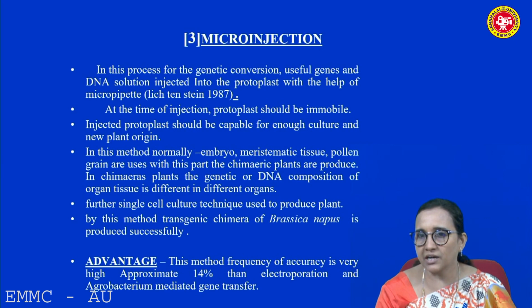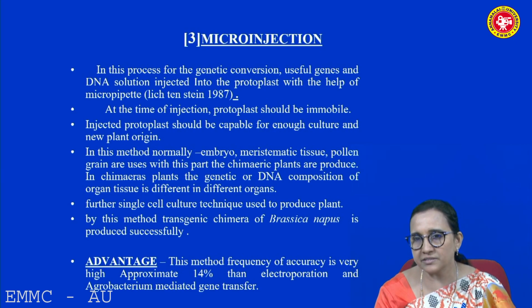Further, a single cell culture technique is used to produce the plant. By this method, transgenic chimera of Brassica napus is produced successfully. So, this is one of the best examples where we can use micro-injection, that is Brassica napus.